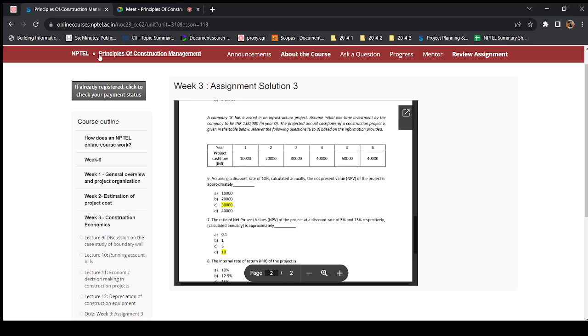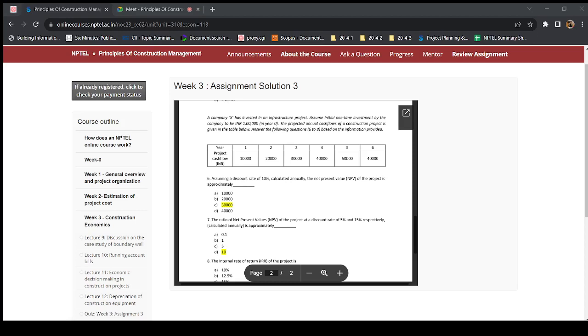A company X has invested in an infrastructure project. Assume an initial one-time investment of rupees 1 lakh in the initial year. Then the project cash flow is 10,000, 20,000, 30,000, 40,000, 50,000, and 40,000. Right? Yes, sir. So let's draw the cash flow. Assignment 3, question number 7. If you draw the cash flow diagram, it would be 100 here, then 10, 20, 30, 40, 50, and then 40.